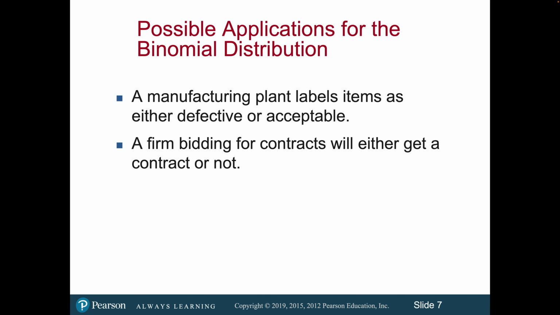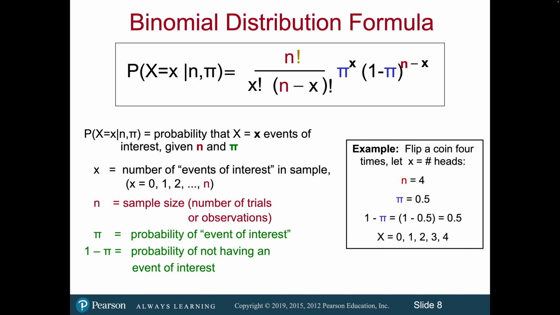So possible applications for a binomial distribution. I think I've gone over this in a previous video, but labeling items as defective or acceptable, and bidding contracts that you're either going to get or you're not going to get. So again, binomial, the prefix bi means two. It means that the result has to fall into either this or that.